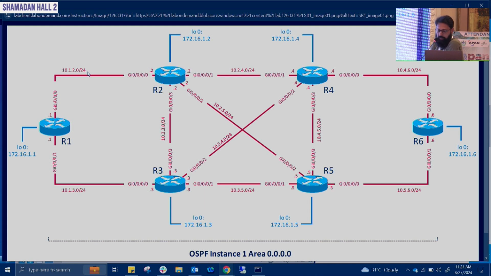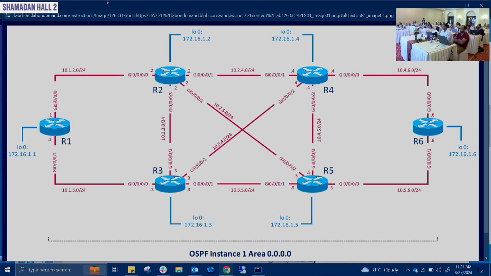For example, the connectivity between router 4 and router 6 is 10.4.6.0/24, whereas the IP configured on router 4 would be .4 and on router 6 would be .6. For the loopbacks, we have 172.16.1.x. For x, we take the number of the router. For example, the loopback of router 3 would be 172.16.1.3, and for router 4, it would be 172.16.1.4, and so on.